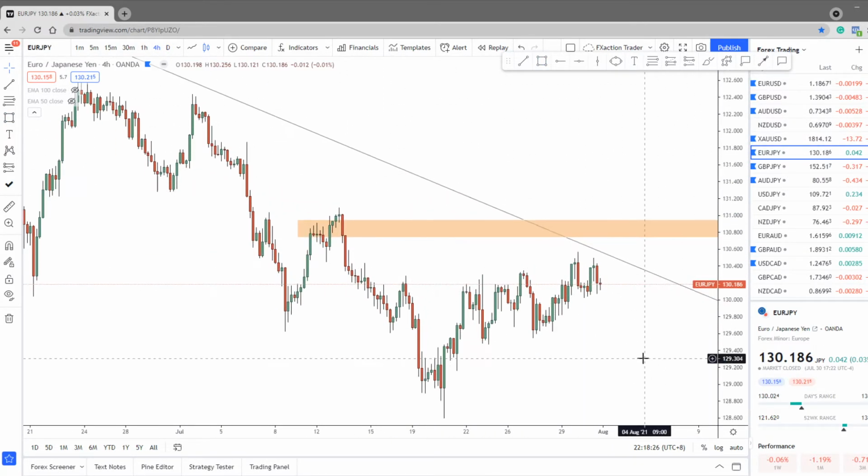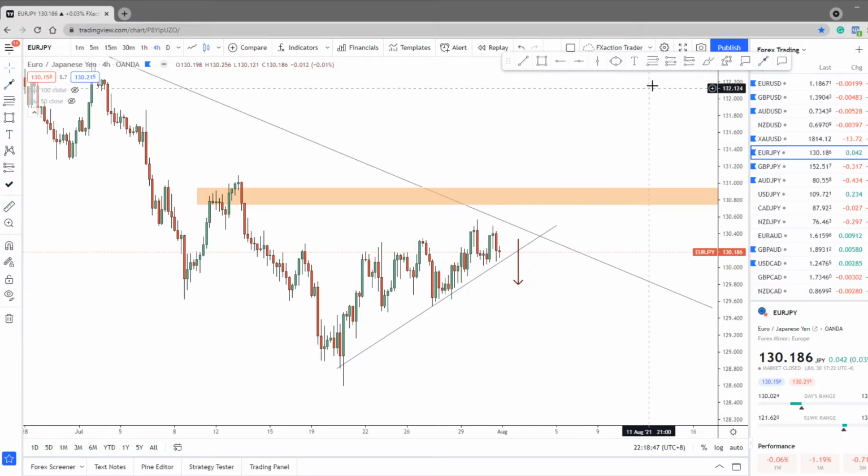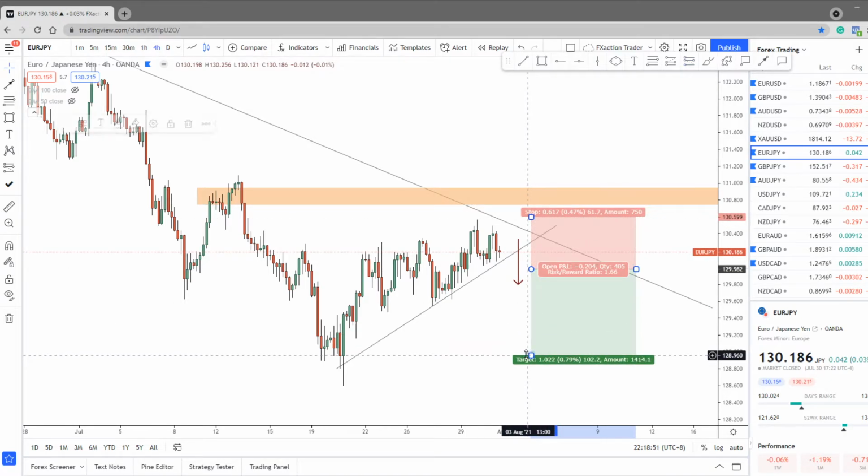On H4, the current market trend is actually an uptrend. The market keeps on making higher highs and higher lows. So there will be two scenarios that I'll be waiting for. The first scenario that follows my forecast is that the market breaks down this trend line, and from here we can start to short the market.